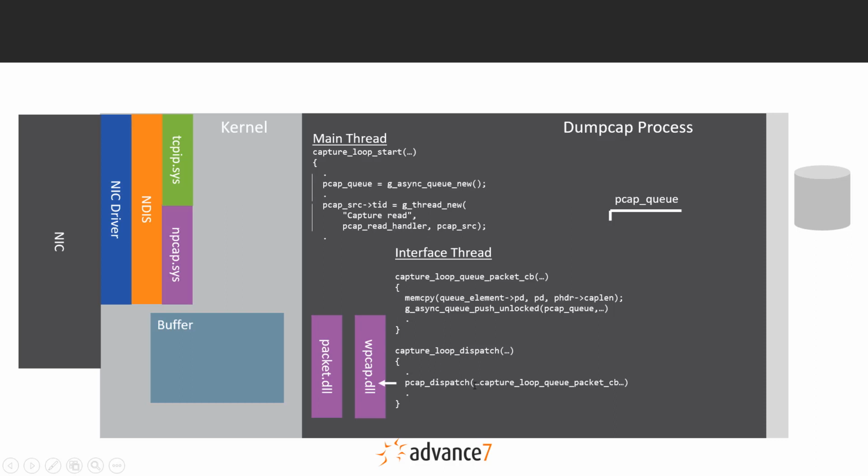And capture loop dispatch makes a call into the wpcap DLL, which is called pcap dispatch. That eventually ends up waiting on an object in the kernel. That's waiting on the object for some I/O to complete. We see that the NIC DMAs a packet into the buffer, and then once that packet is sitting in the buffer, the NIC will generate an IRQ.